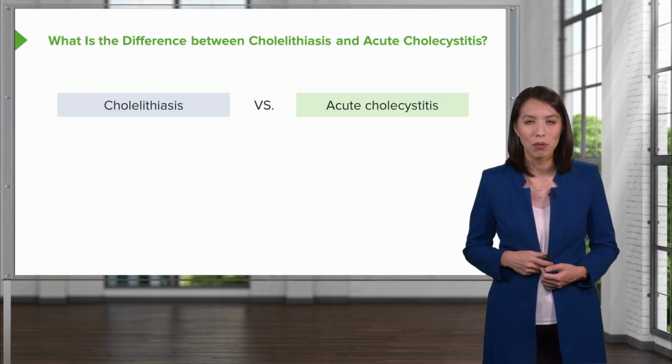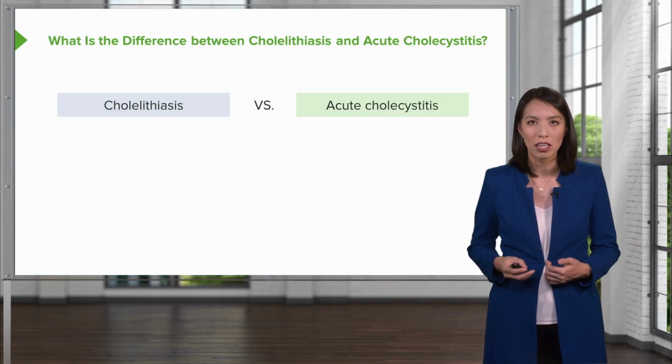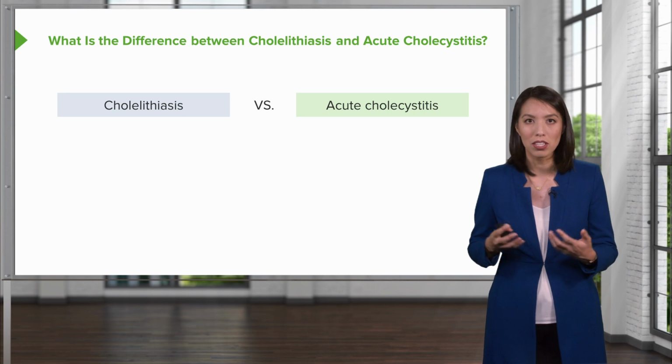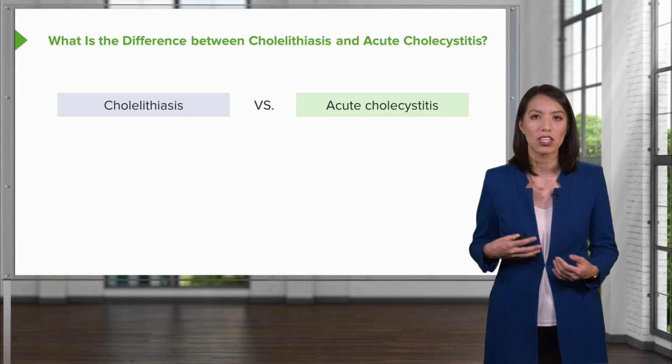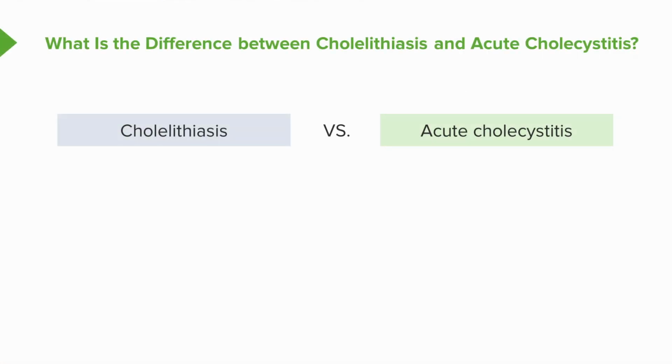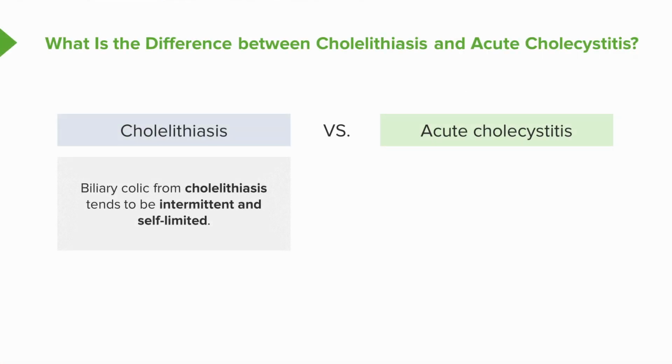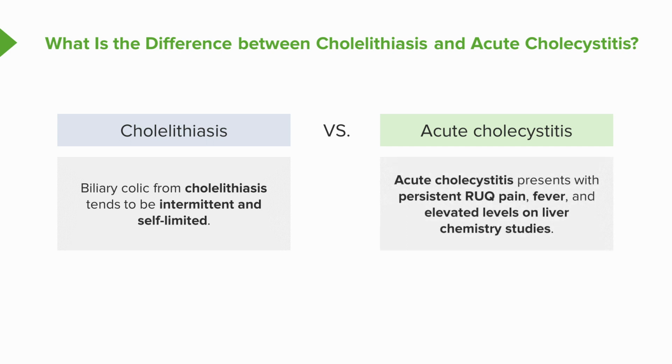So before we answer that question, let's talk about the difference between cholelithiasis, or just the presence of gallstones, versus acute cholecystitis, which is inflammation of the gallbladder. In cholelithiasis, patients usually present with just biliary colic that tends to be intermittent and self-limited. On the other hand, those with inflammation of the gallbladder, or cholecystitis, will present with persistent pain in the area, fever, and may have elevated liver chemistry studies.